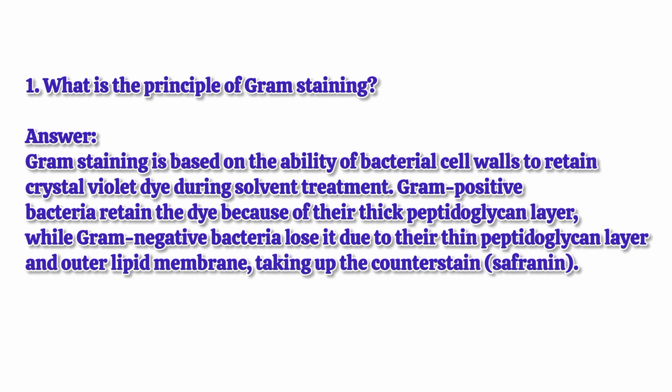1. What is the principle of Gram staining? Answer. Gram staining is based on the ability of bacterial cell walls to retain crystal violet dye during solvent treatment. Gram-positive bacteria retain the dye because of their thick peptidoglycan layer, while Gram-negative bacteria lose it due to their thin peptidoglycan layer and outer lipid membrane, taking up the counterstain, safranin.